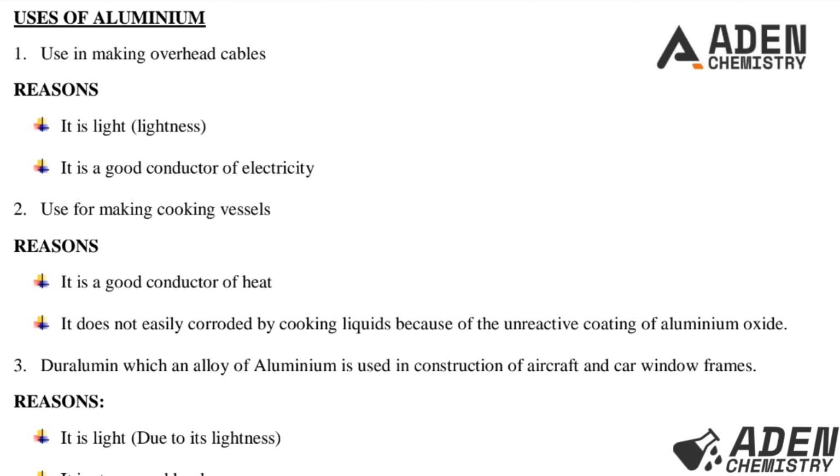Number 2, it is used for making cooking vessels like sufurias and bowls. The reasons are 2. 1, it's a good conductor of heat and electricity. And number 2, it does not easily corrode by cooking liquids because of the unreactive coating of aluminum oxide. We have seen this one before. We said it is inert to reaction with water and steam, so aluminum is preferred in making cooking vessels, because it does not easily corrode.